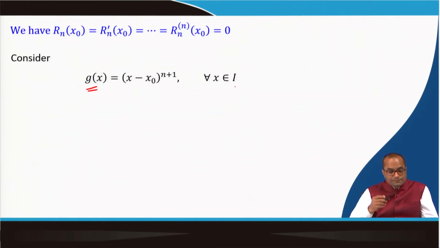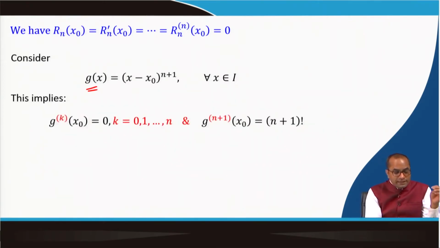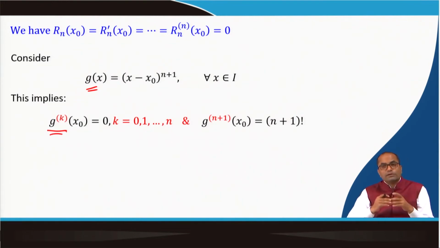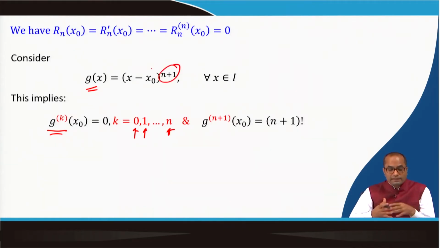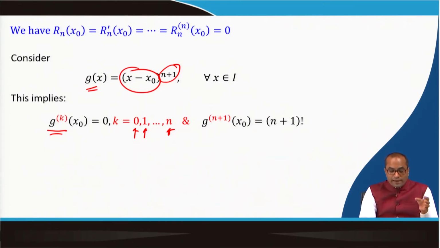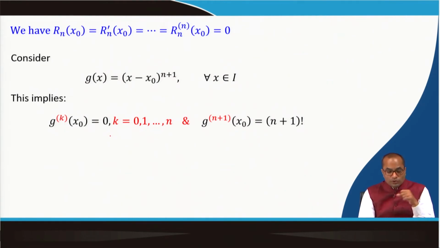So this is given now, g(x), and here also if you observe closely, what is the property of g(x)? Here also at x naught the function value is 0, the first order derivative, second order derivative, in fact up to the nth order derivative will vanish, because there will always be a term (x minus x naught) in all these derivatives, and the n plus 1th derivative will be just factorial n plus 1. And all other derivatives will be 0.